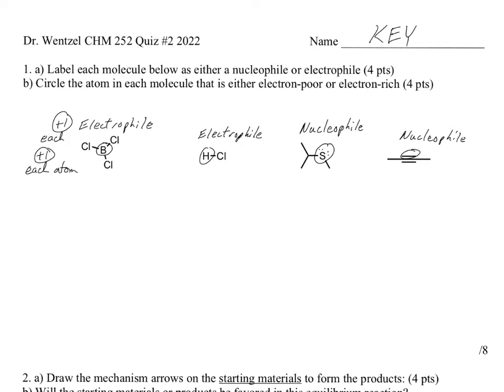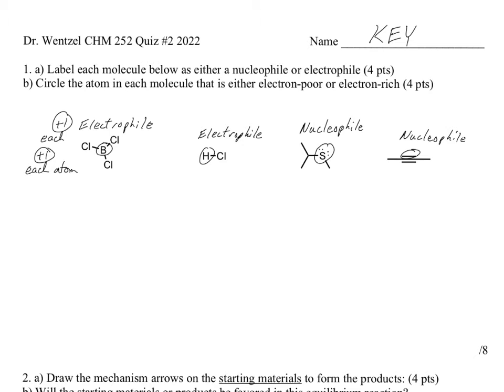All right, so quiz 2. Label each molecule below as either a nucleophile or electrophile, and then circle the atom in each molecule that's either electron poor or electron rich. So this is an electrophile. It's electrophilic because the boron doesn't have a full octet. So the boron is electrophilic. That's the most electrophilic spot.